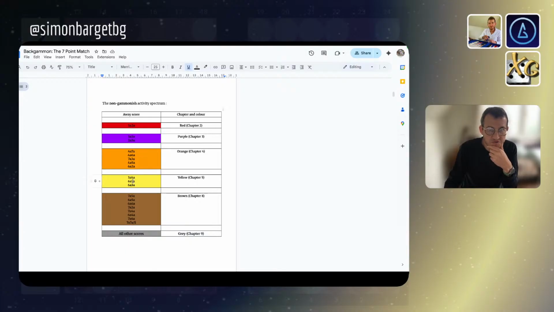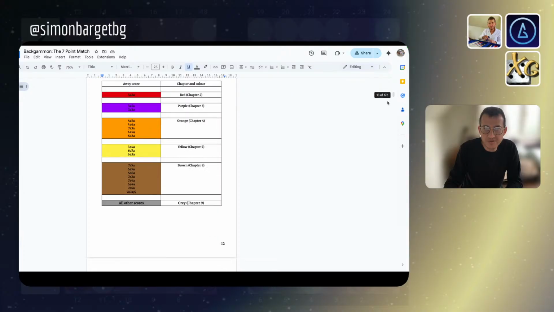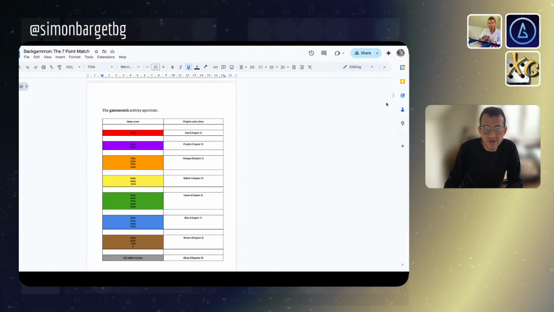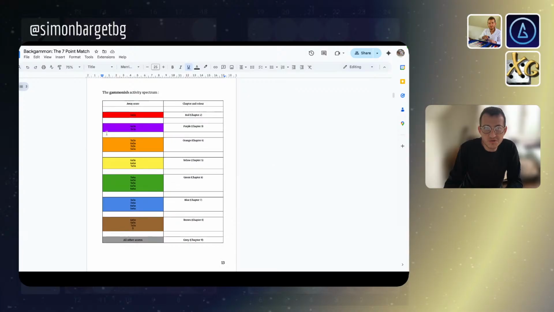So just looking at some scores in yellow, 6 away, 7 away is a little bit more active than 7 away, 5 away, etc. And eventually what I'm going to do in this stream is play another casual settings match to illustrate and go back to these tables and these color codings. So just to reiterate, this is for non-Gammonish positions. That's the first table. But if we scroll down to the second one, the colors are in the same order, but the scores that are in those color bandings are not the same.